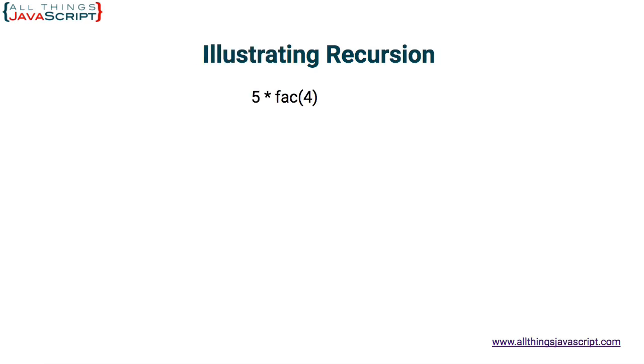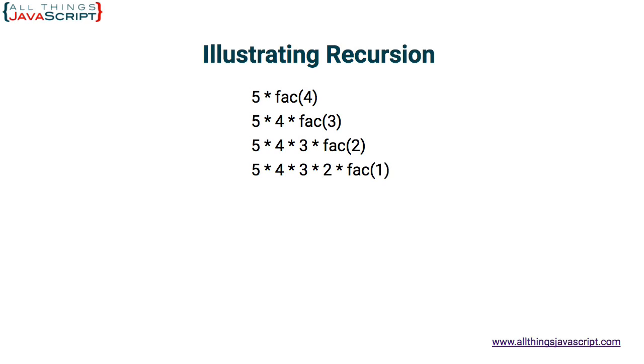So the first time it's called, this is what we get. 5 times, and then invoking fact with a 4. And so now we have this, and then this. So 5 times 4 times 3 times invoking the function again with a 2, and then invoking it with a 1, and that returns a 1.